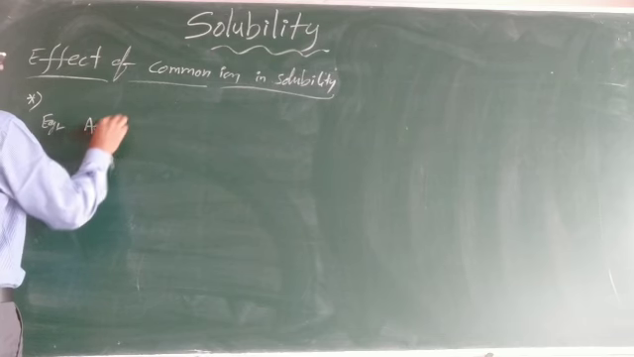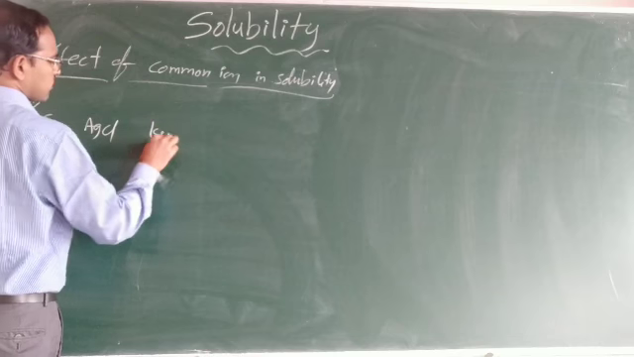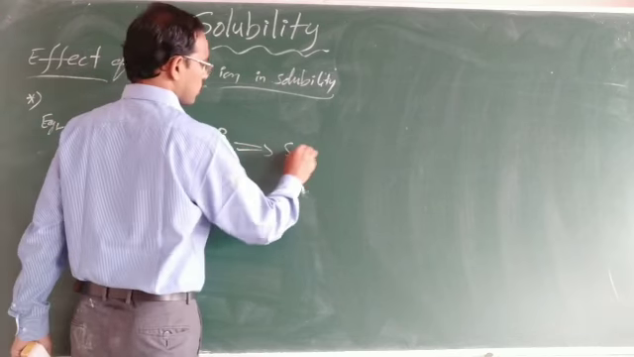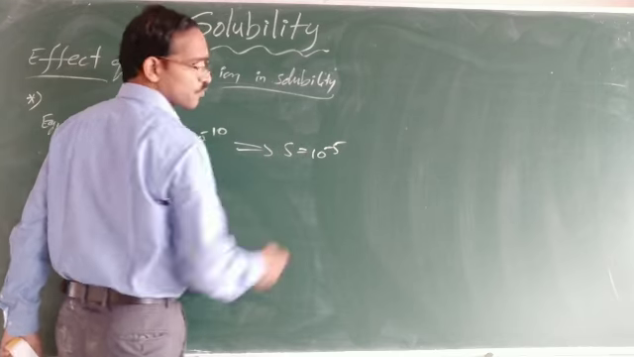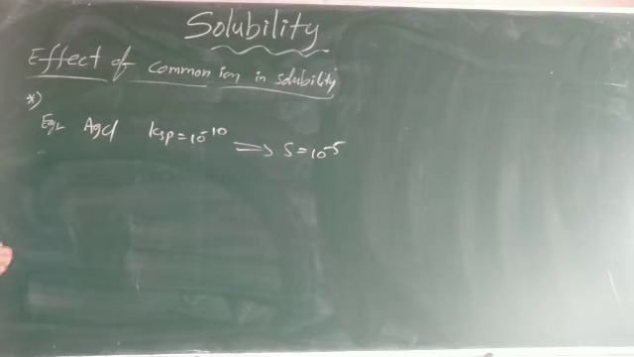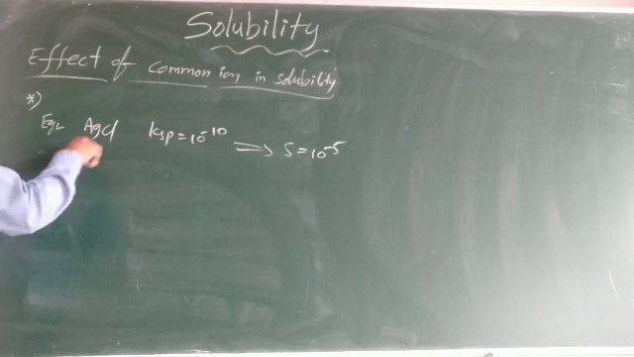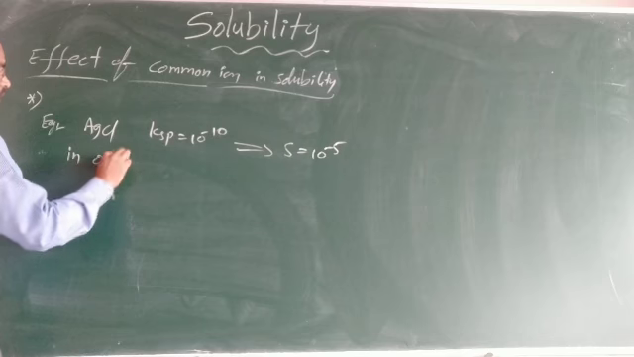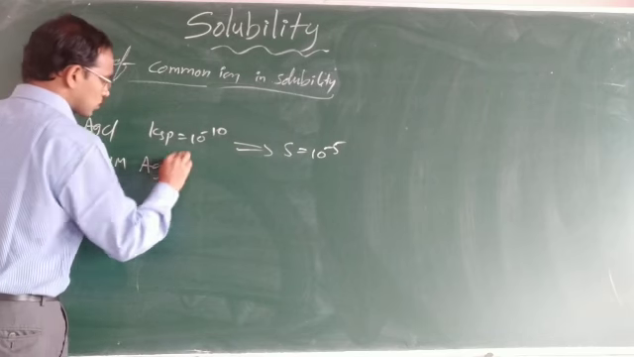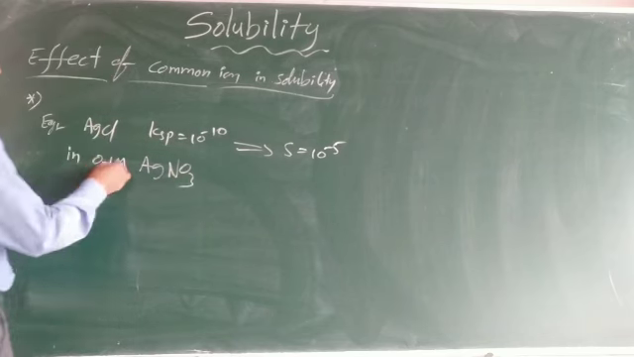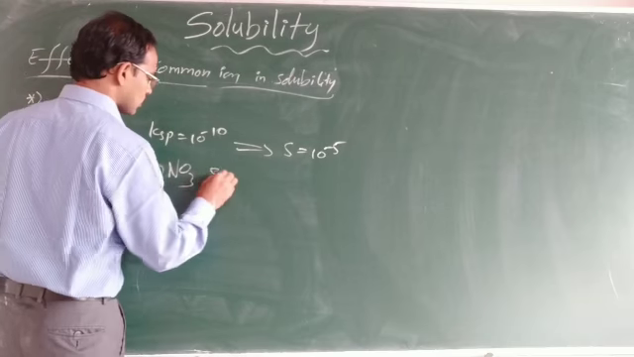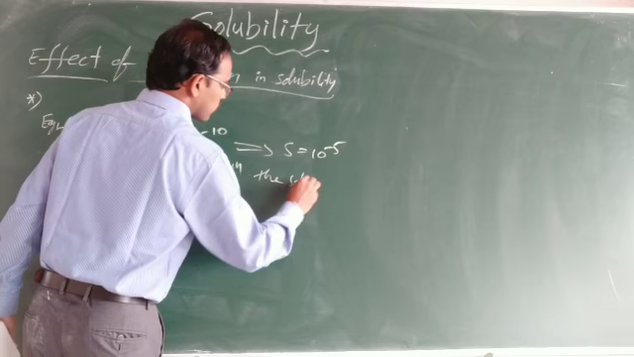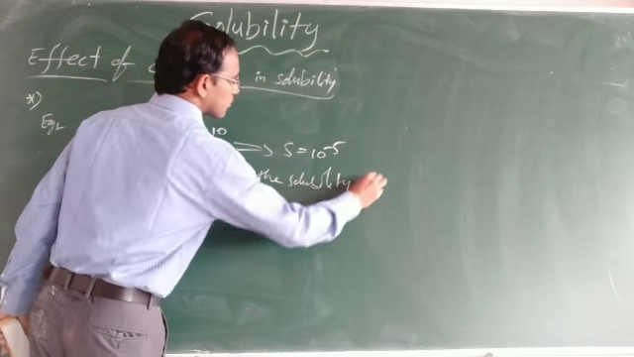AgCl is there. The Ksp value of AgCl is given as 10 power minus 10. That implies the solubility is 10 power minus 5. Already solved this question. Now, the solubility of AgCl in 0.1 M AgNO3 solution.